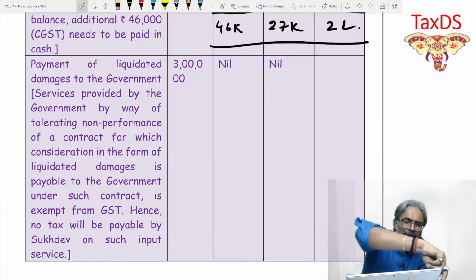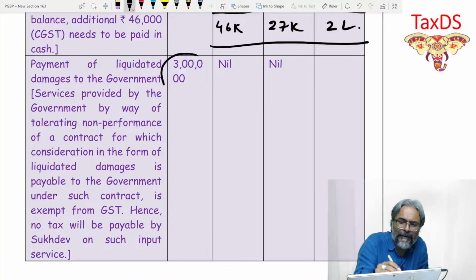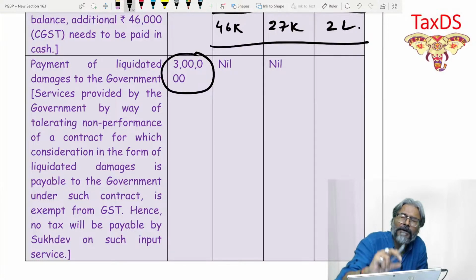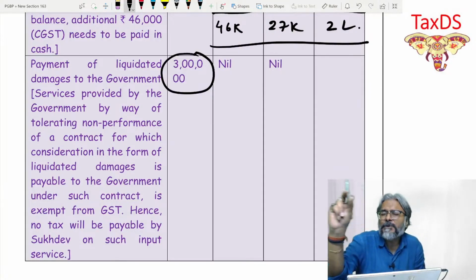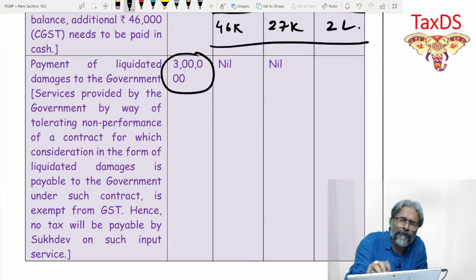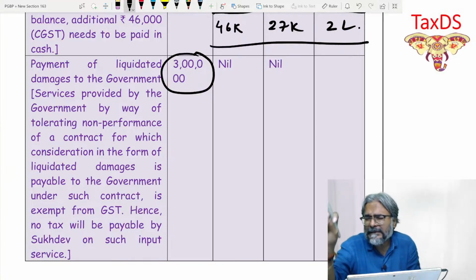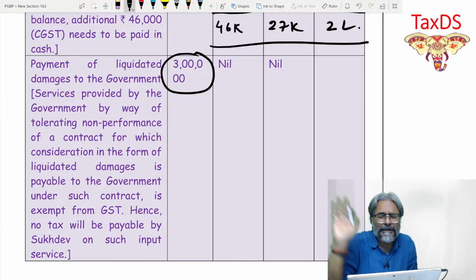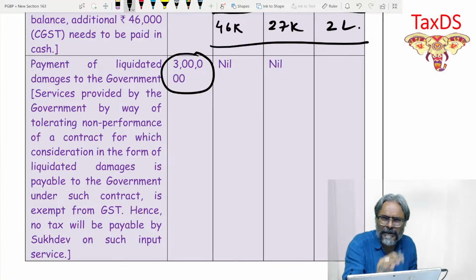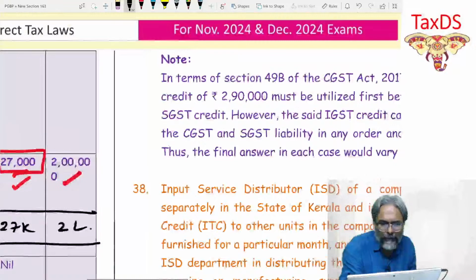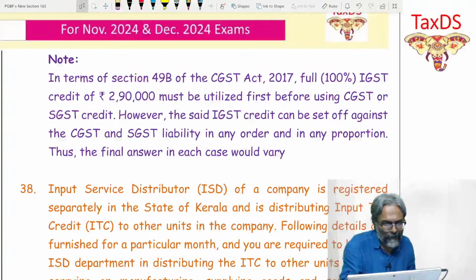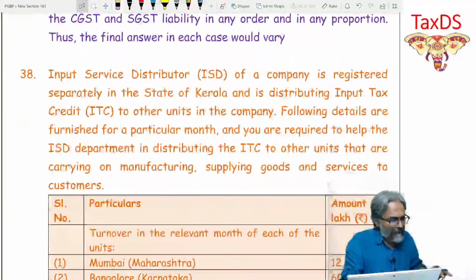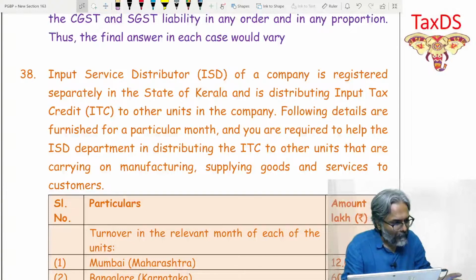This liquidated damages, students, unfortunately it came here. We know that liquidated damages is not a case of forbearance to act. So therefore we will not have any kind of CGST or SGST liability in this particular case. Unfortunately, this has come below, but it should go up. Okay, but let it be. You already know how the things have to be looked upon. So this covers this particular part of the question, all of you.